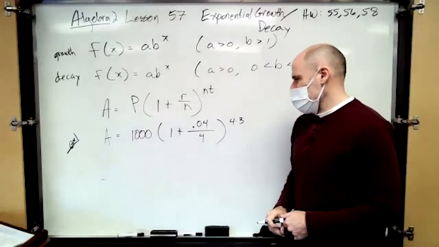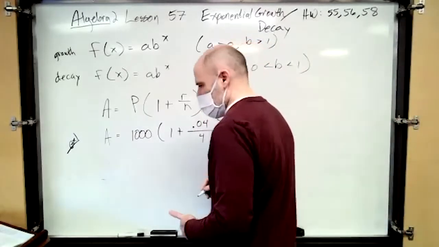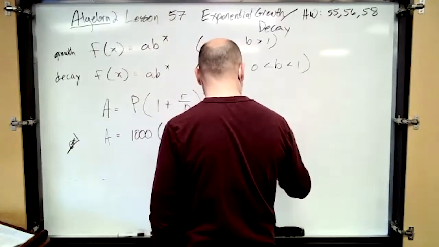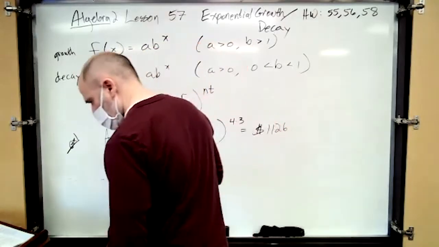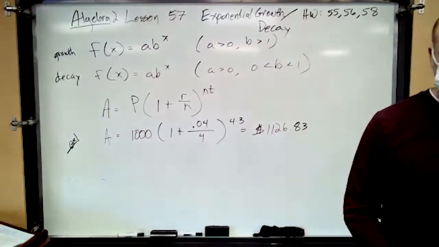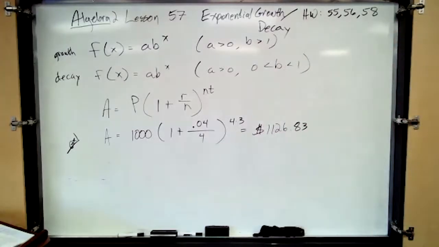Okay. So when you get this amount, you can put this in on your calculator and you get $1,126.83. That's an unheard of rate. You will never get that rate in the bank, especially these days. Because that's not a bad living. I mean, you're making $126 a year, but it's passive income.